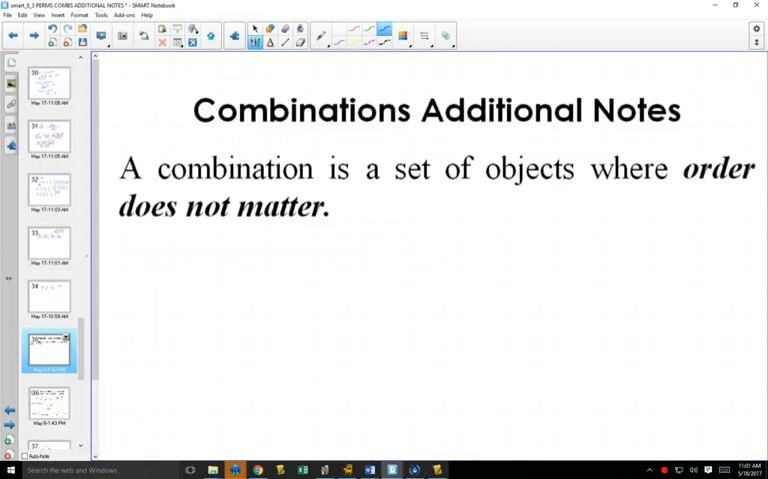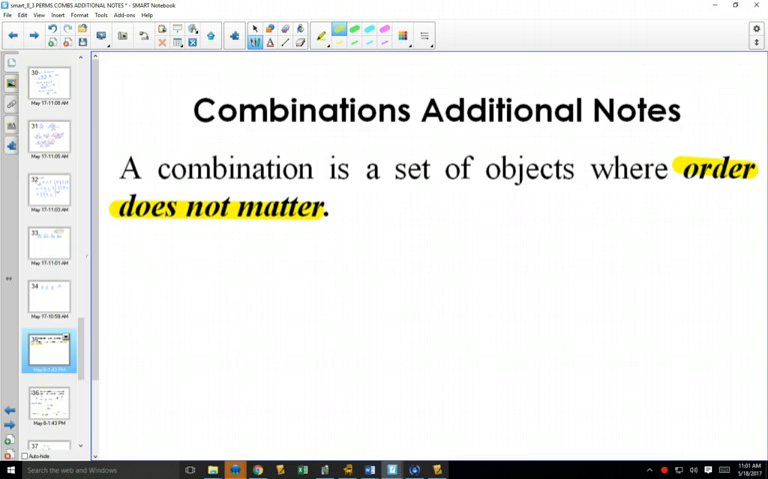So now we're going to review some of the stuff about combinations that we've already done and extend it a little bit further. The main thing for combinations, as opposed to permutations, is that the order does not matter. So you have to make your decision. What are kinds of questions where the order doesn't matter?